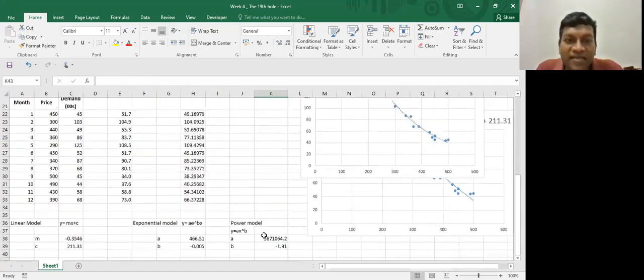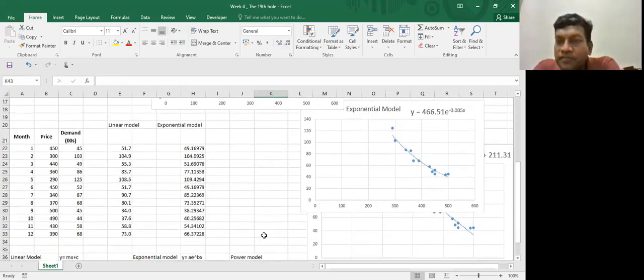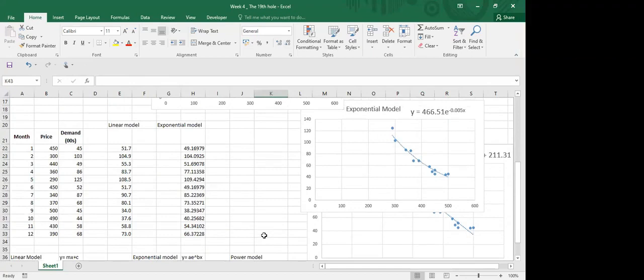Fine. So now let's find something else. Yes, Om, tell me. No, sir, it's fine. Yeah. Okay. Yeah. So now let's look at the power model.